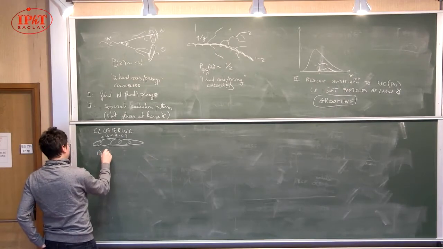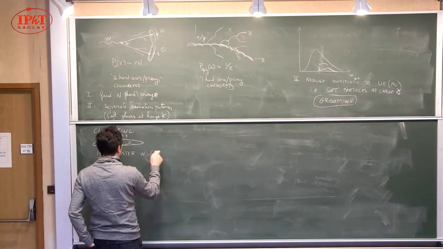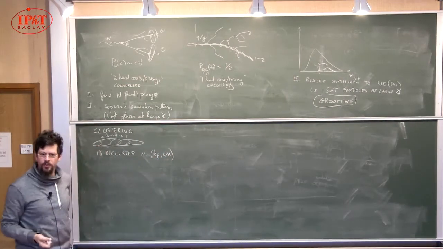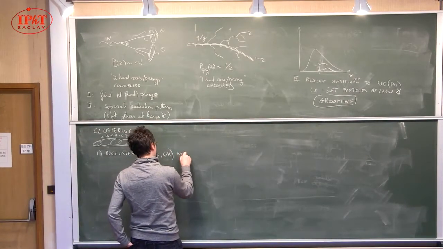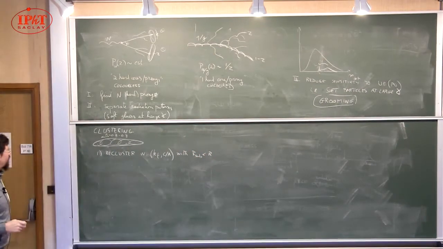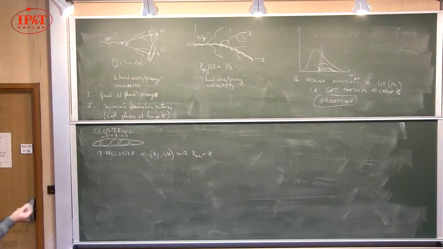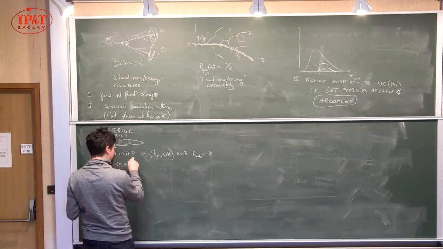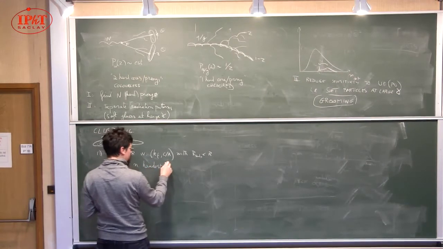So the first method is to recluster, typically here you'd use either kT or Cambridge/Aachen. At some point I will discuss why one versus the other, but not now, with some R_sub smaller than R, and that gives you a bunch of subjets. Now you need to decide what you do with these subjets, okay? One thing you can do is just keep some fixed number N of the hardest subjets, where hardest here means in terms of pT.